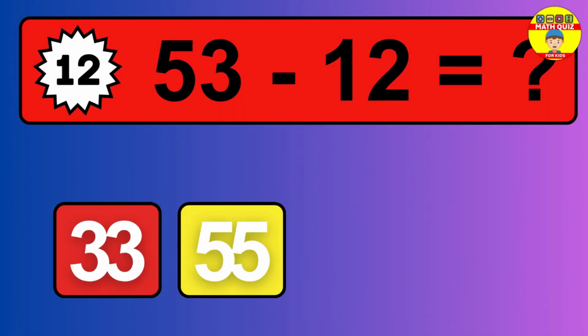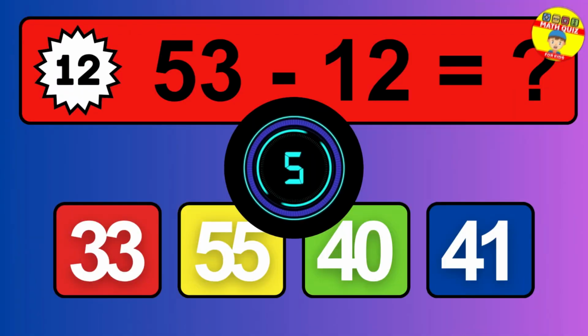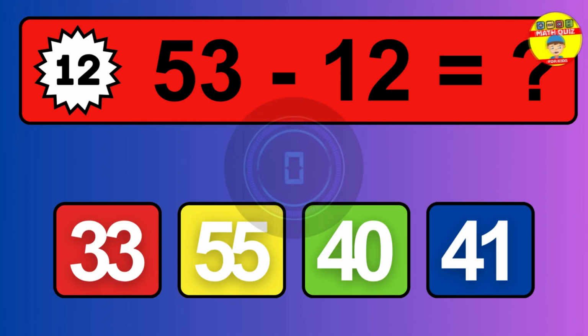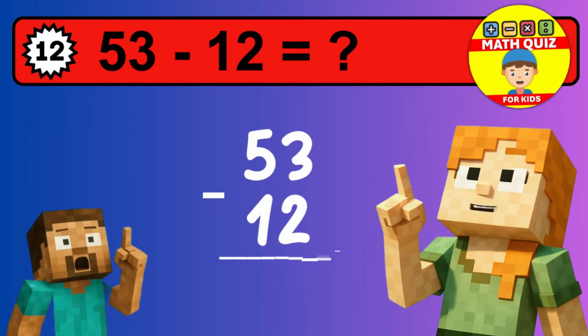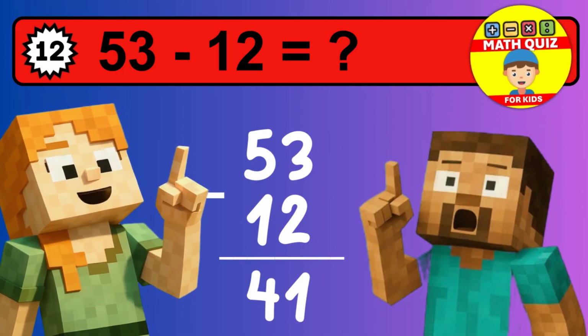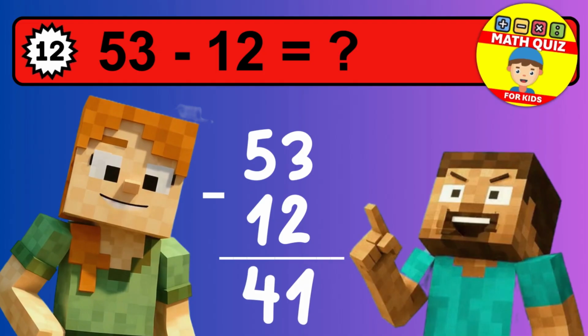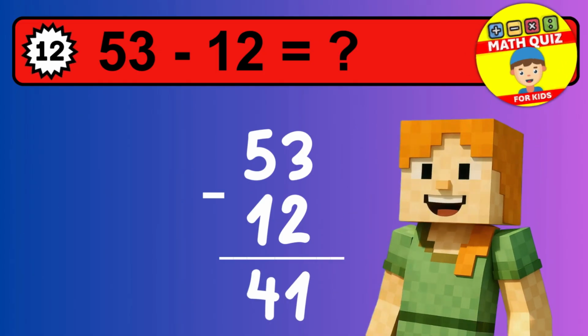What is 53 minus 12? Time to think. Let's solve this step by step. We start with the units. 3 minus 2 is 1. Then we go to the tens. 5 minus 1 is 4. The final answer is 41.